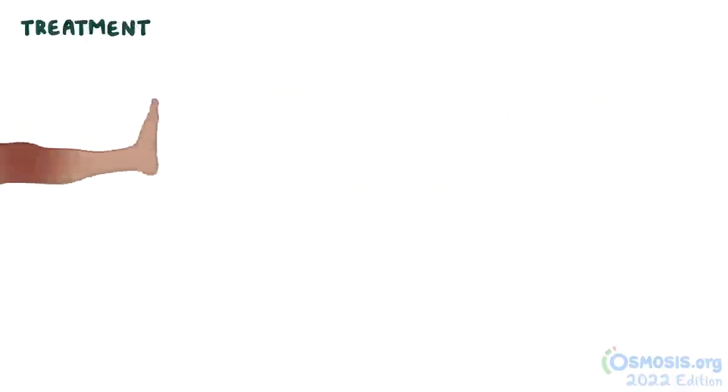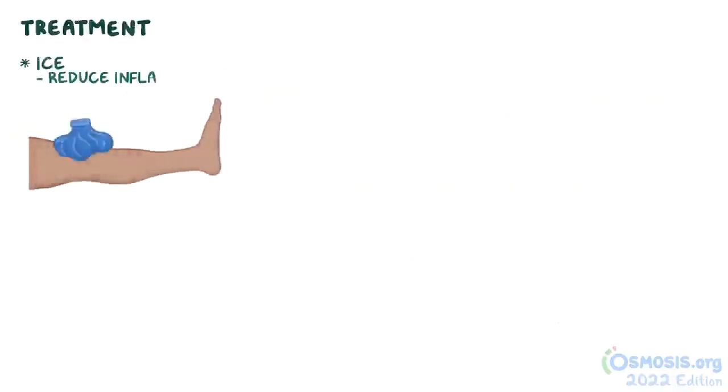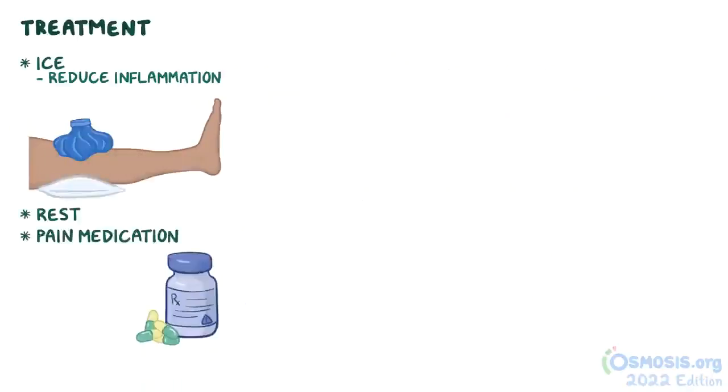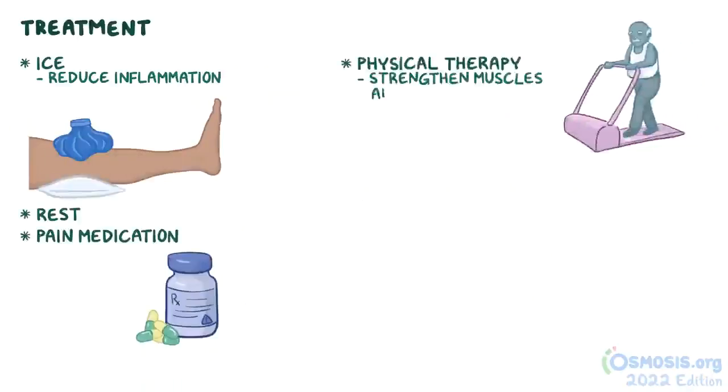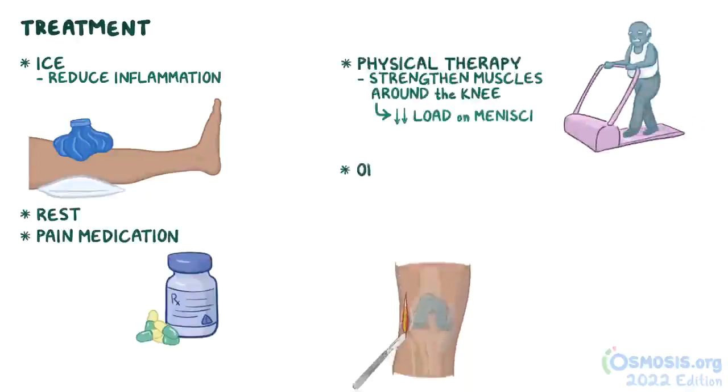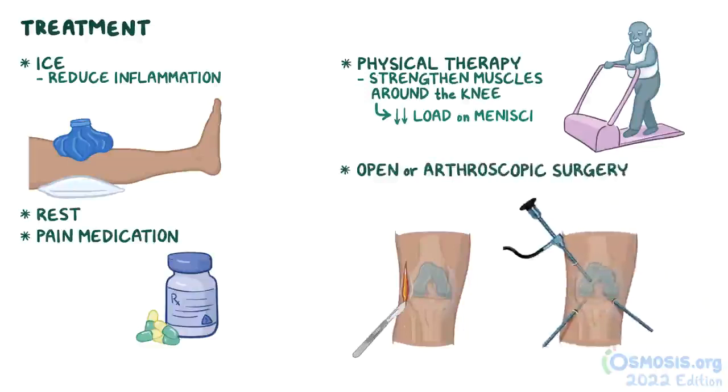The treatment of meniscus tear begins with ice to reduce inflammation, rest, and pain medication. Also, physical therapy can strengthen the muscles around the knee, which helps decrease the load on the menisci. In more severe cases, open or arthroscopic surgery may be needed to repair the torn meniscus.